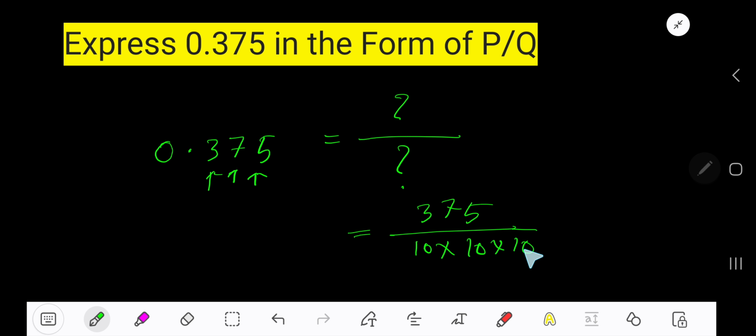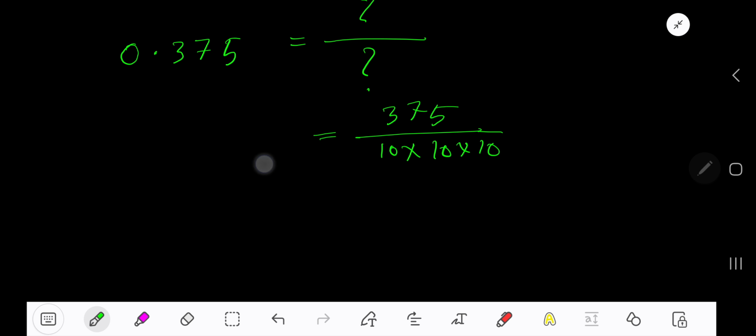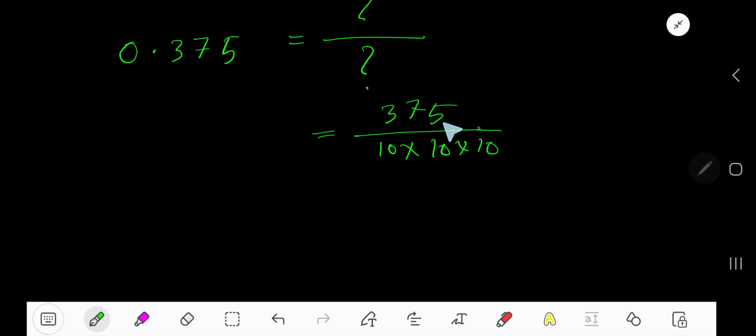You have to consider 10 as a multiplication. So we are done. This is the fraction of this decimal. Now we need to take this fraction to the lowest term, or we need to simplify this fraction. So how to do that? Look, you need to divide numerator and denominator by the same number. That same number is called a factor.